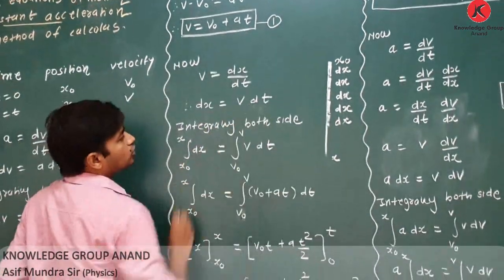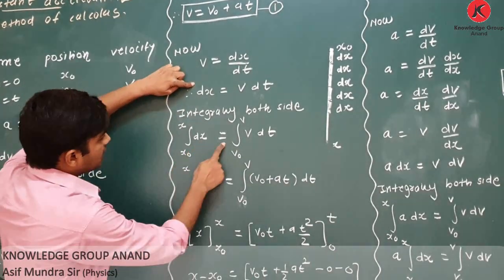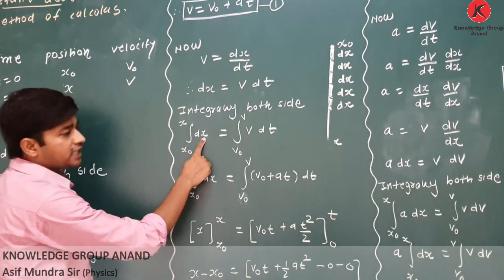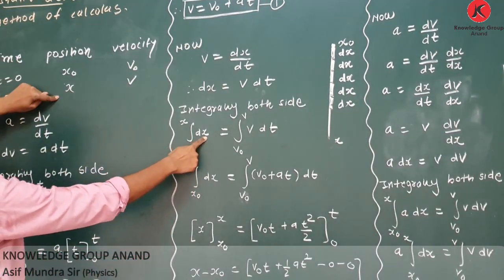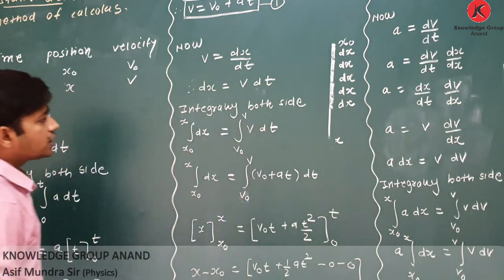You have to integrate this total distance from x0 to x. See, dx is equal to v dt, integrating on both sides. Integration dx is equal to integration v dt. Here integration is with respect to x position. So what is the limit of position? x0 to x.